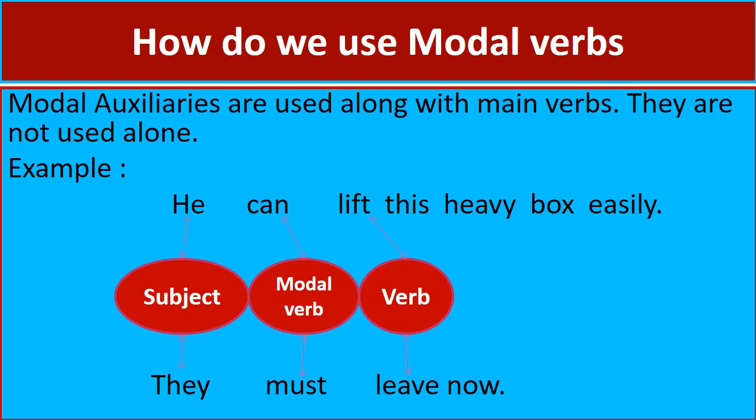Let us see one more example. They must leave now. So here they is the subject, must is the modal verb, and leave is the main verb. So students, this is how we frame sentences using modal verbs. First the subject, then the modal verb, and after that the main verb or the principal verb.